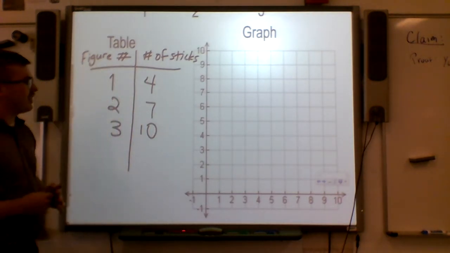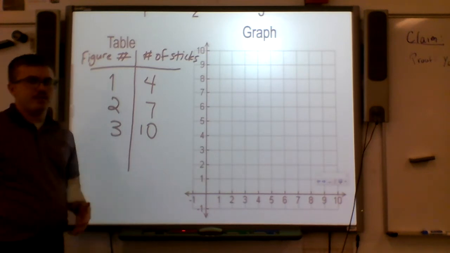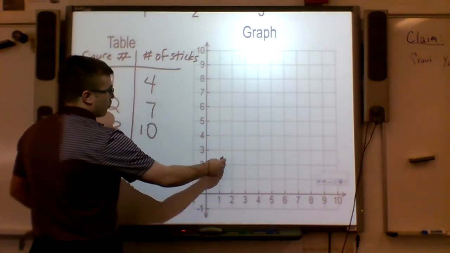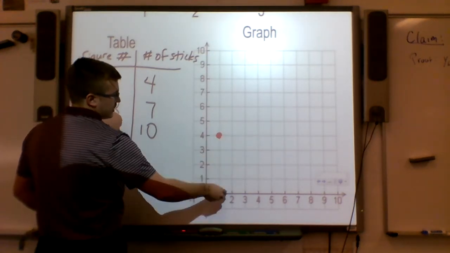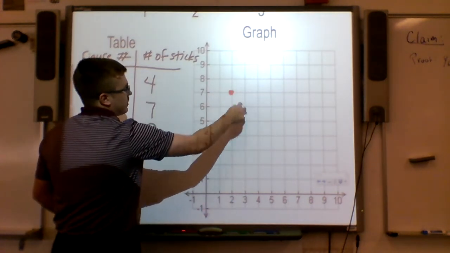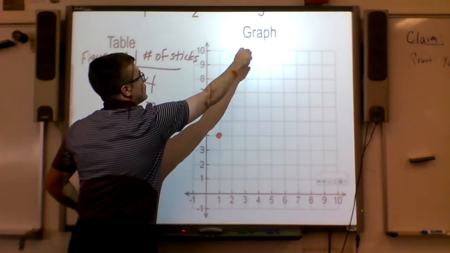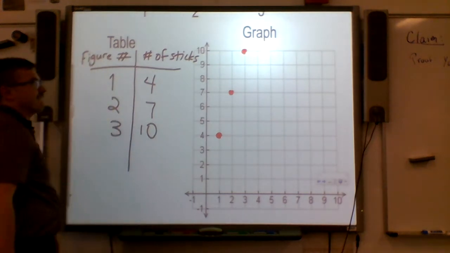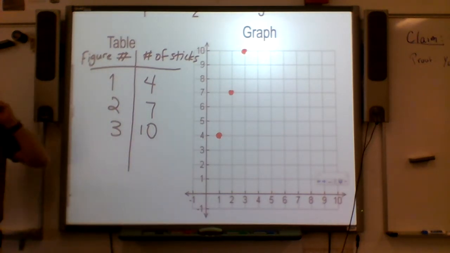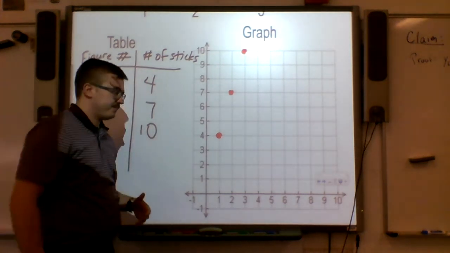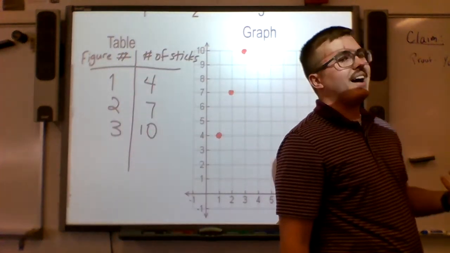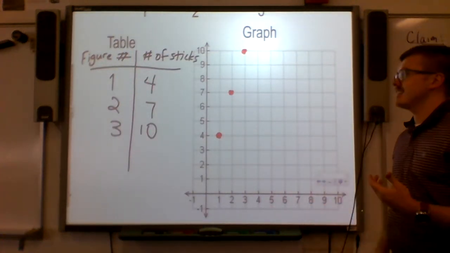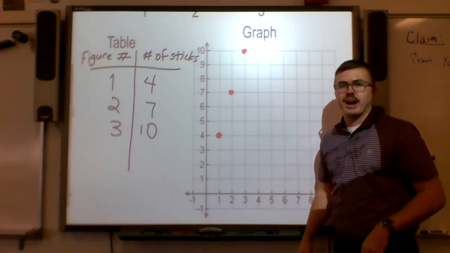I'm going to go ahead and plot these on my graph. Go ahead and make a graph on your own paper. 1, 4. 2, 7, 3, 10. Now, this one's kind of a tough question. Why am I not going to connect the dots on this graph?